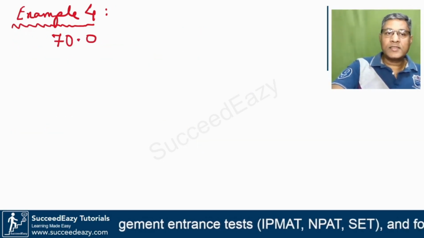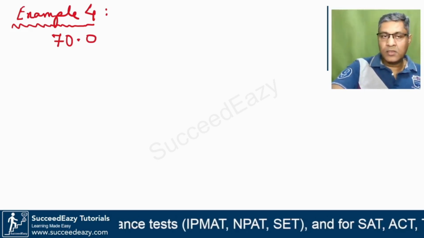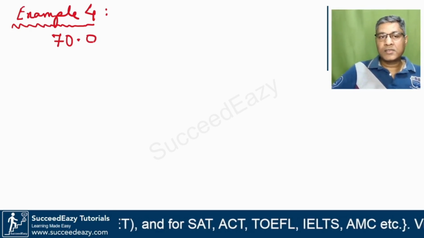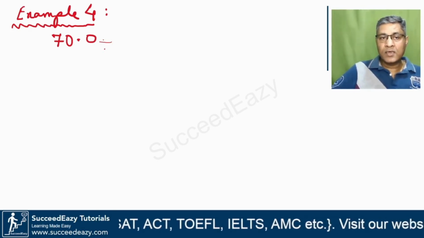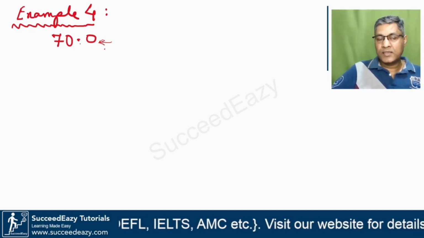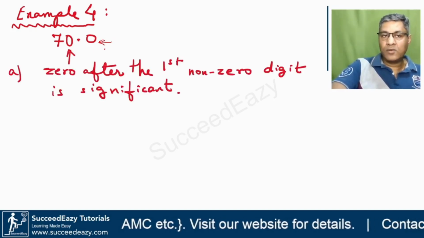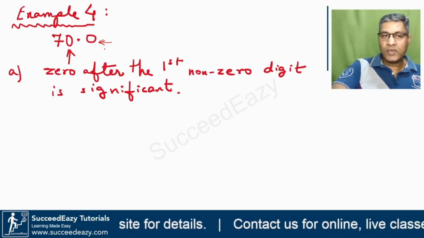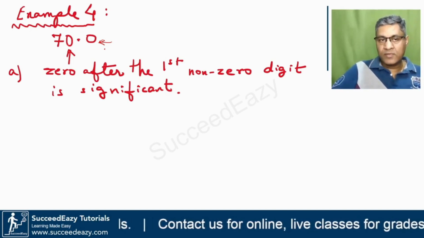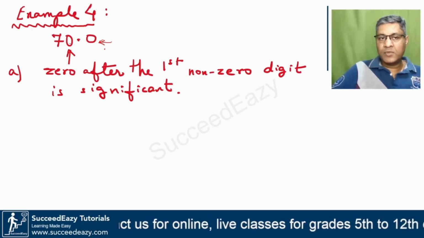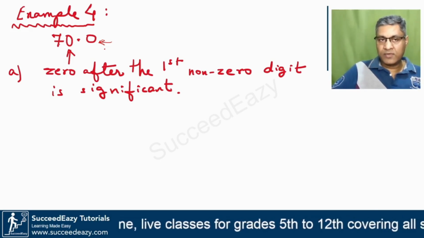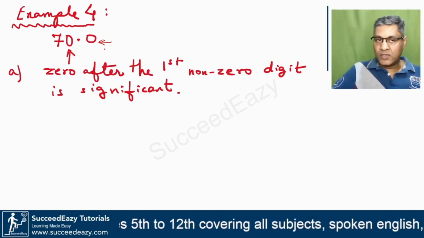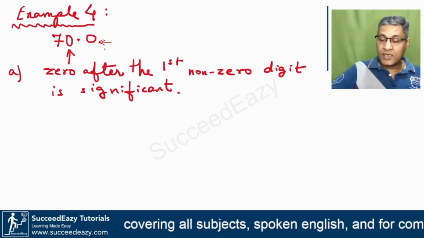Example 4, let's take 70.0. Again, you see a decimal, so see its relevance. This is a trailing zero, but this trailing zero is following a decimal, isn't it? Just have a look at that. So this zero after the first non-zero digit is significant. Which zero am I talking of? This zero. The zero immediately after 7 is after the first non-zero digit, that is after 7, and therefore it is significant.